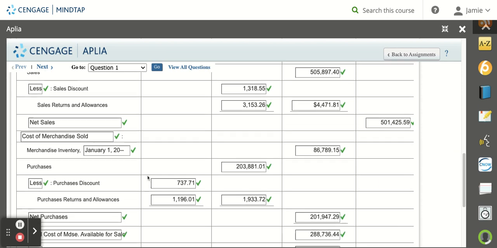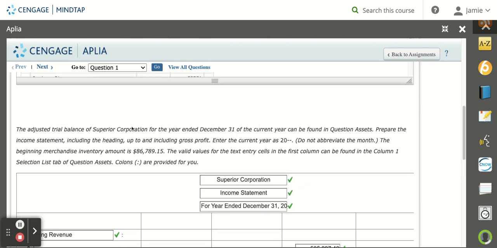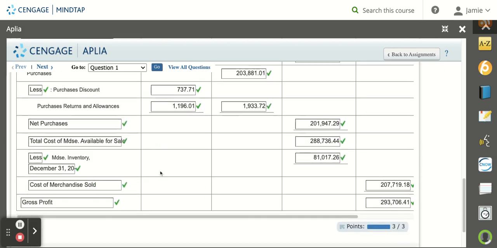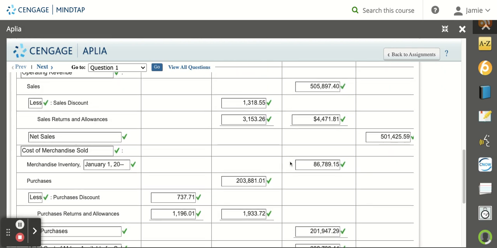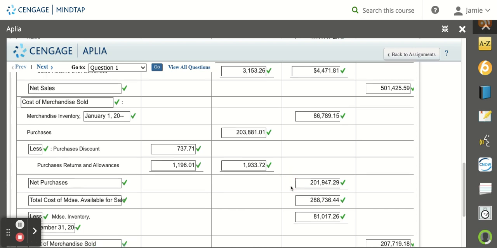Our next section is the cost of merchandise sold. So we have our cost of merchandise sold heading, merchandise inventory at the start of the year. So that number is given to us in the instructions, $86,789.15. So we'll use our starting amount. Then everything else is coming from our adjusted trial balance. So we have our purchases, less any discounts and returns. That number goes here. We subtract that to give us our net purchases.